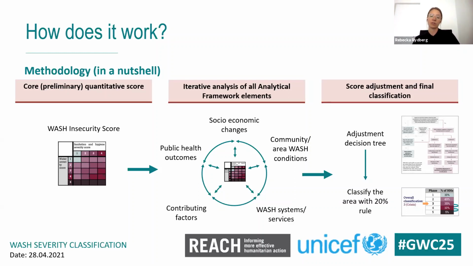And this approach is meant to give more of a holistic view of WASH conditions and not just use the sector-specific indicators that we normally refer to. We then compare those additional factors with the initial WASH insecurity score and decide based on certain criteria if the insecurity score should be adjusted. Once this is done, then we classify the area using the 20% rule, which can be interpreted as the most severe phase that affects at least 20% of households in a given area.